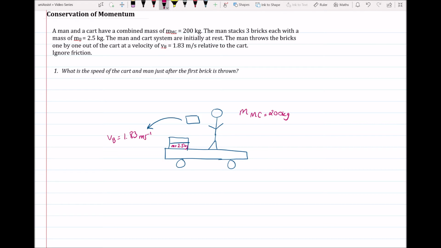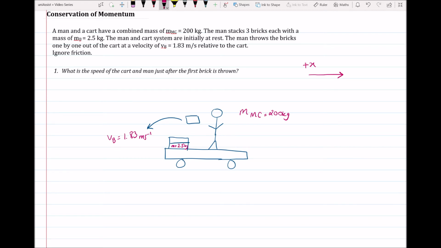Like I've mentioned in our previous video, the next step is to define your coordinates. So I'm only considering the x direction in this question because I don't have any movement in the y direction. So just for my sake, I'm defining the x direction as this direction here. So this will be our positive x direction.